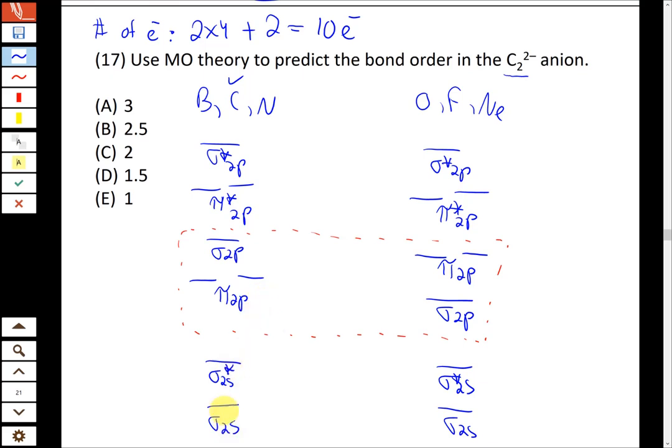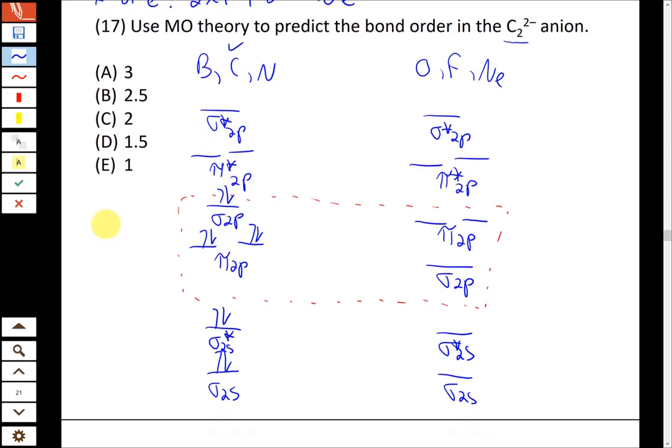We do the bottom ones first and then fill them up higher. And we follow Hund's rule, where if we have two degenerate orbitals, we put 1 electron in each before we pair them up. So now we just fill these up with 10 electrons. So it's going to be 1, 2, 3, 4, 5, 6, 7, 8, 9, 10. So that's going to be the correct electron configuration for C2 2-.